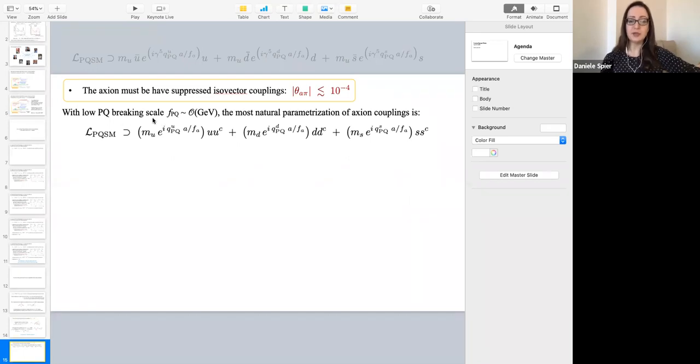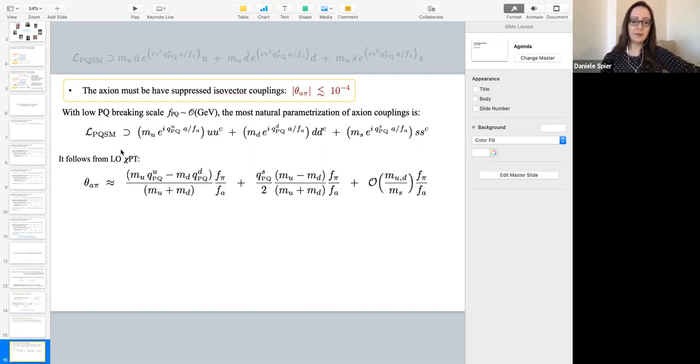So I mentioned we need a model that has PQ breaking scale at order GeV. So the most natural place for the axion to appear in this model is here, as a phase of the light quark masses. These parameters Q_u, Q_d, and Q_s are just the PQ charges of these light quarks. Okay, so what does one do then? One then matches this Lagrangian just before QCD becomes strongly coupled to the framework of chiral perturbation theory, where you're thinking of pions and kaons and the axion.